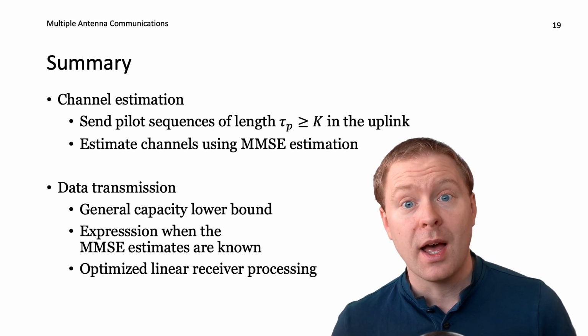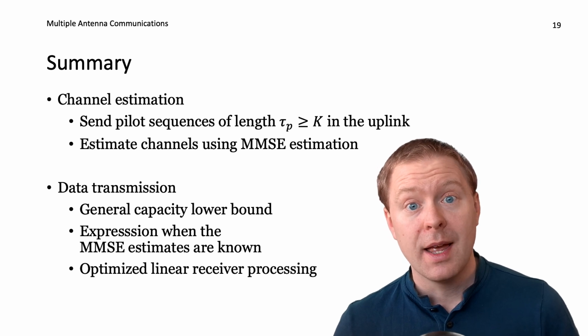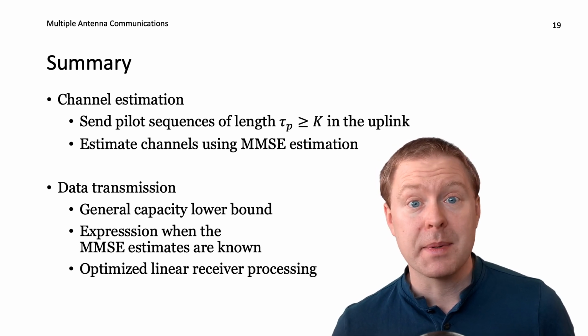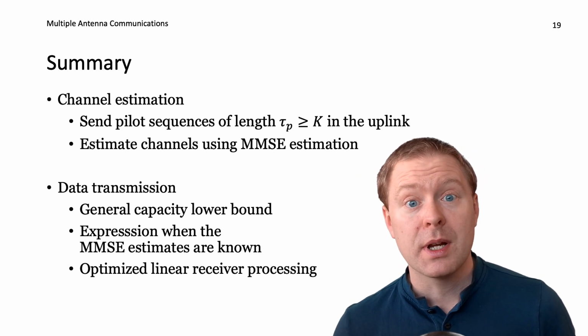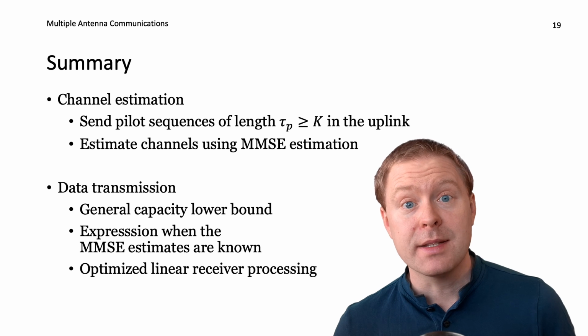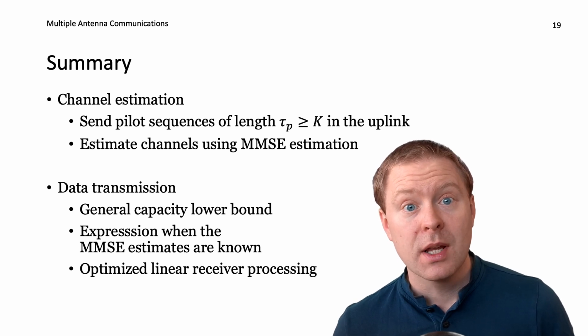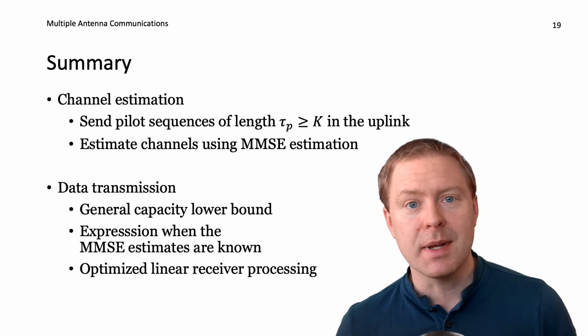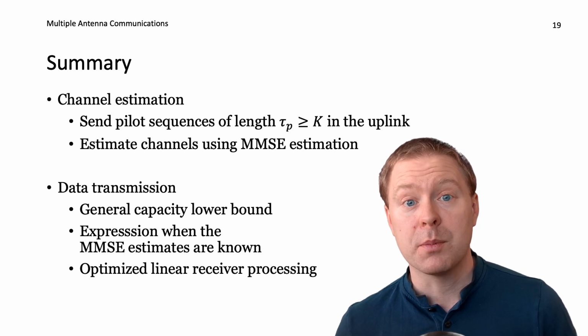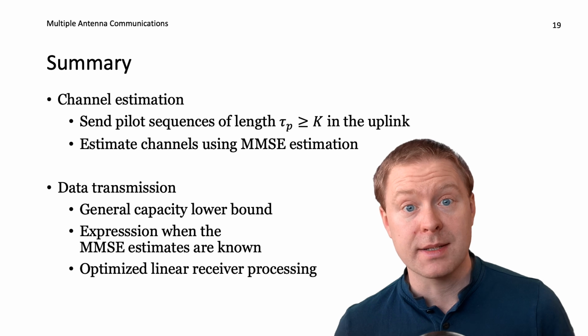In this lecture, we started with the uplink channel estimation, where we have K users sending pilot sequences to the base station, and they are of length tau_p, which is greater or equal to the number of users. And we were computing the MMSE channel estimates. Then we shifted focus to the data transmission. We were computing a capacity lower bound for linear receivers. We were simplifying that expression when we are using these MMSE estimates, and then we found the optimal linear receiver that maximizes that lower bound.